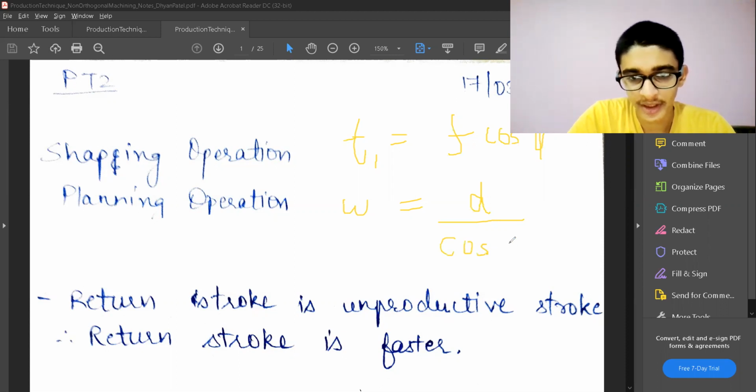I can explain these things in detail, but they are not required. The derivation is not required, but obviously we can come to the derivation also. And this phi angle which I'm using is the side cutting edge angle, which I explained some time before. So that is the side cutting edge angle.